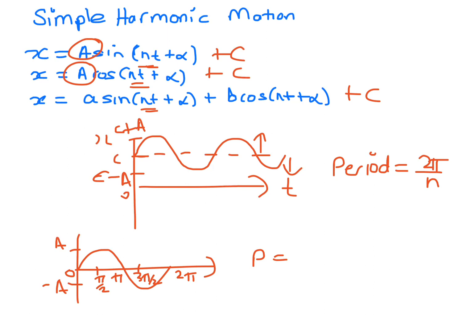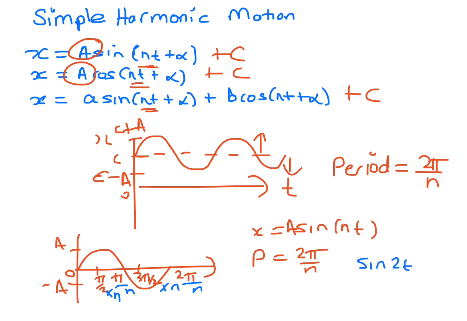Now, if you have x equals a sine nt, and that's an a there, that's your amplitude, the period is 2 pi on n. All of the values will be divided by n. So whatever the n is, that's what goes on the bottom, and that actually shrinks it by n. If it was sine 2t, it would be half as big, because it had 2 pi on 2, which would be pi.